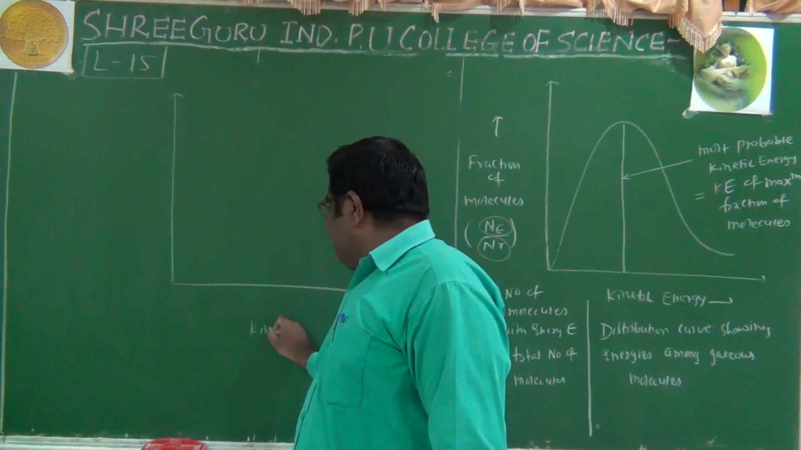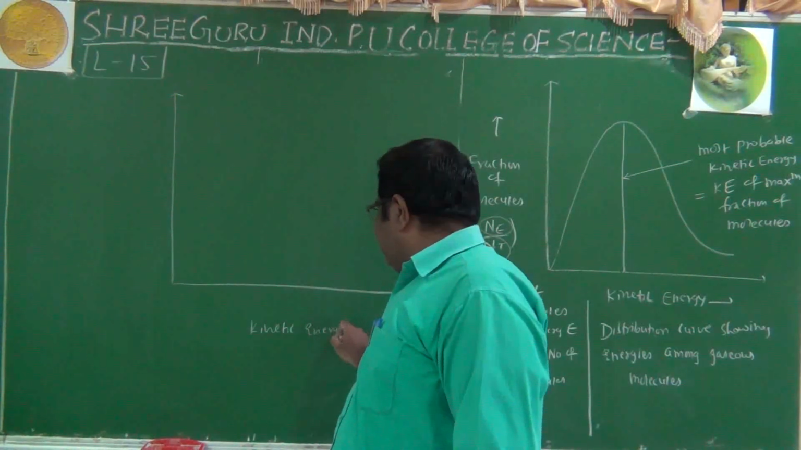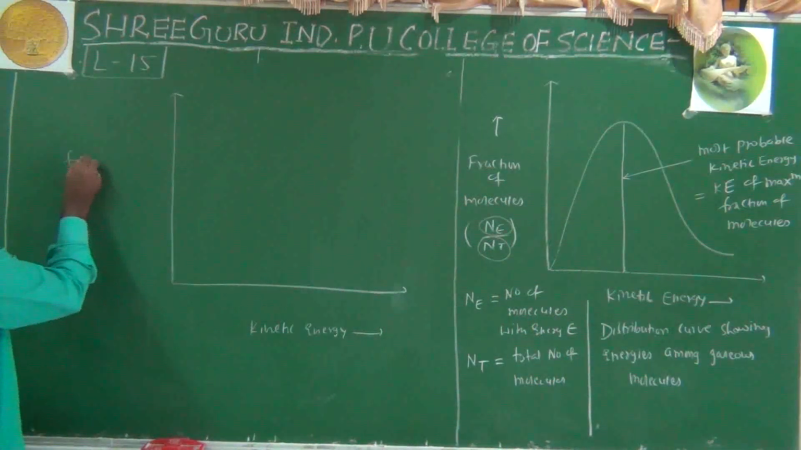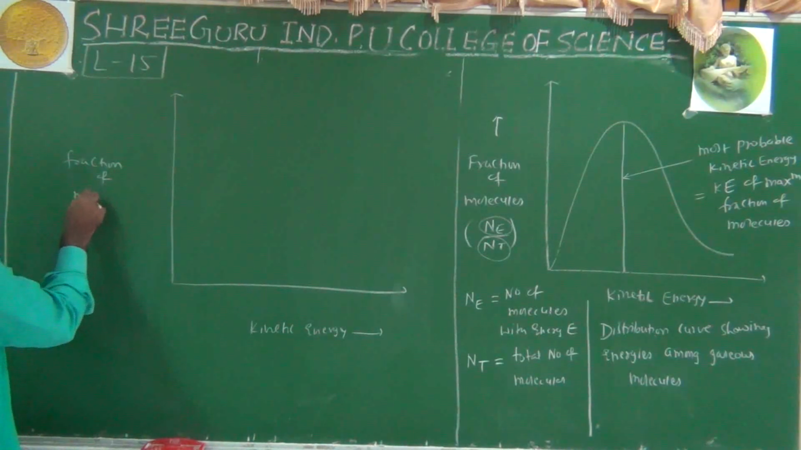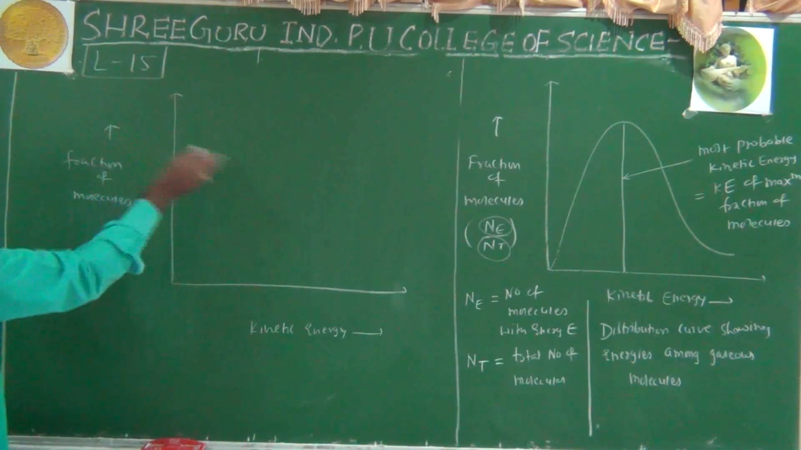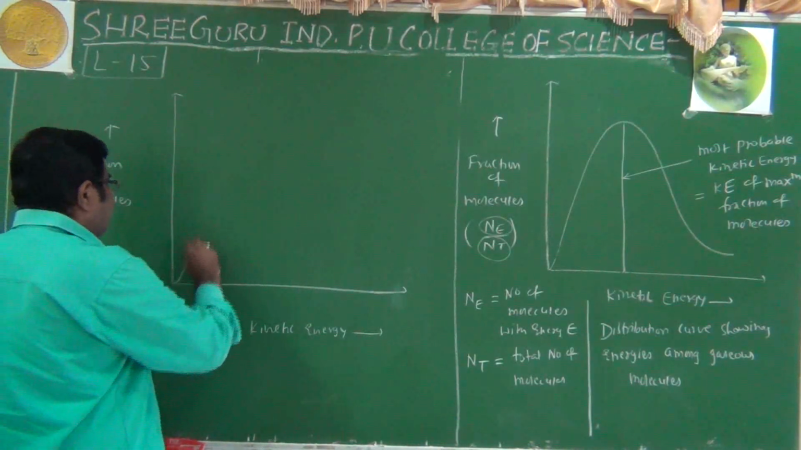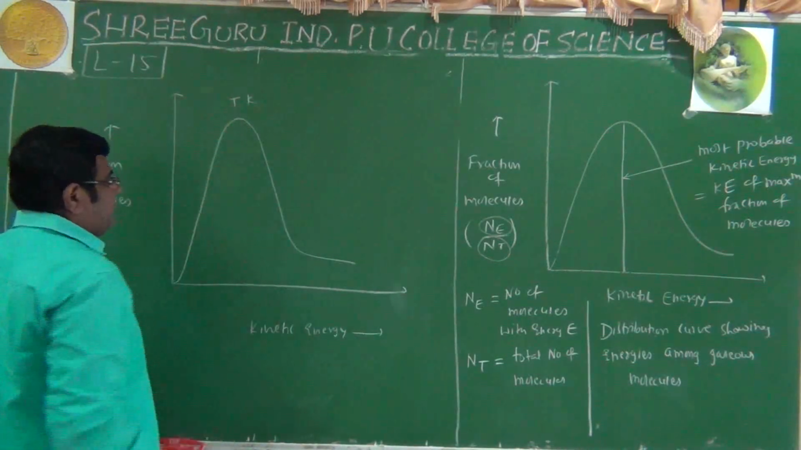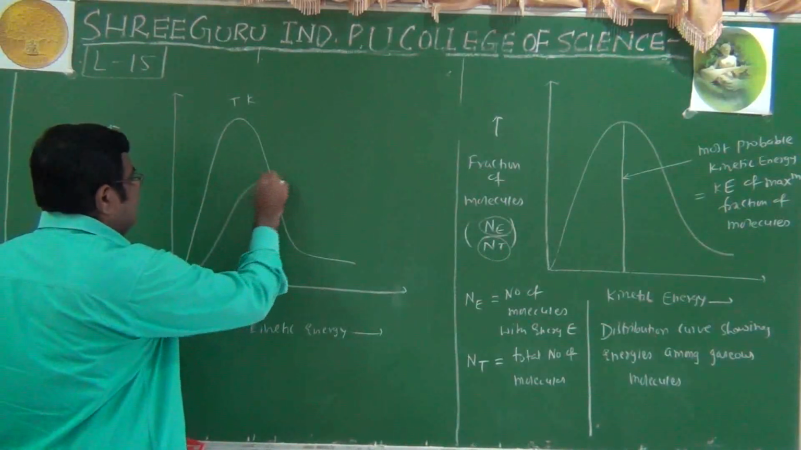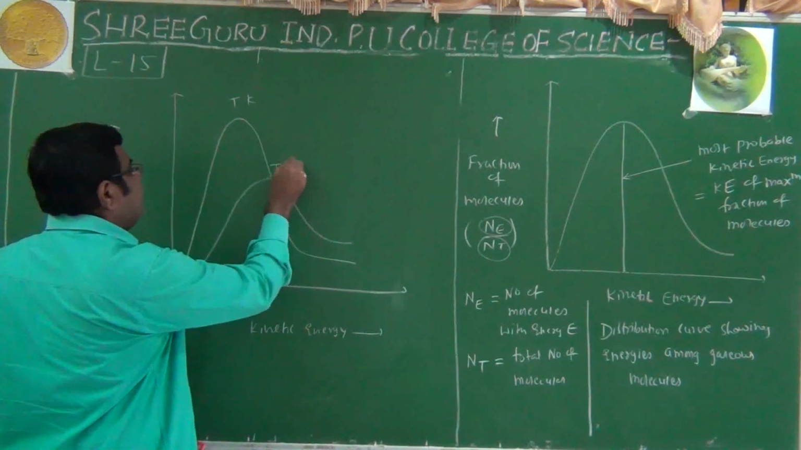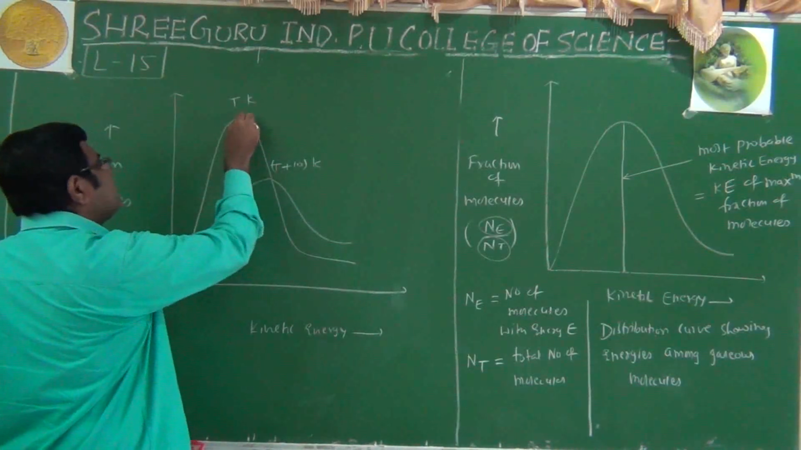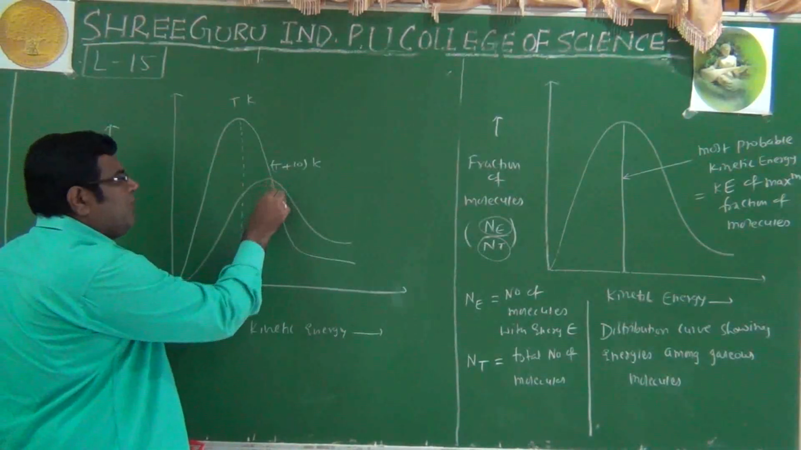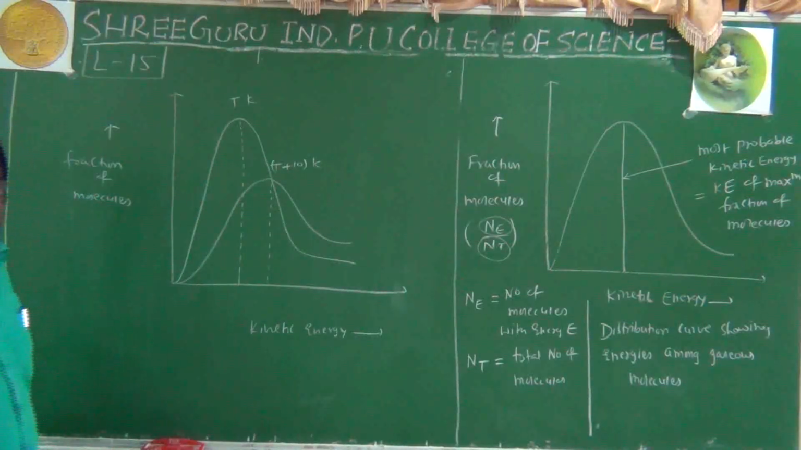We have to plot the kinetic energy on the x-axis and fraction of molecules. Same graph. Once we plot it for temperature Tk, and another we plot it for T plus 10K. This is the most probable kinetic energy at temperature Tk. This is the most probable kinetic energy at temperature T plus 10K.